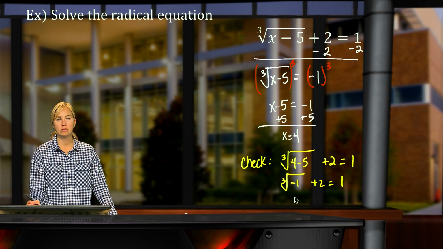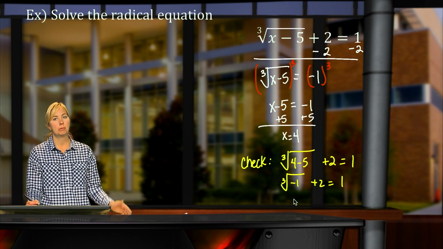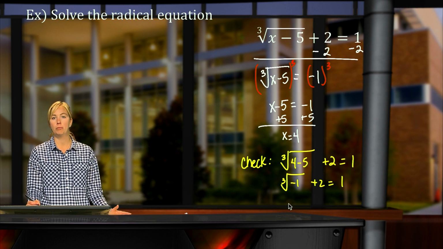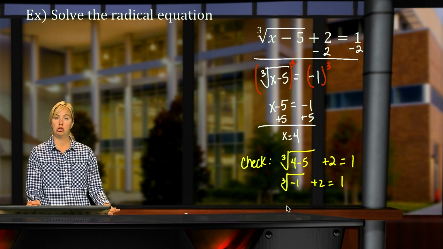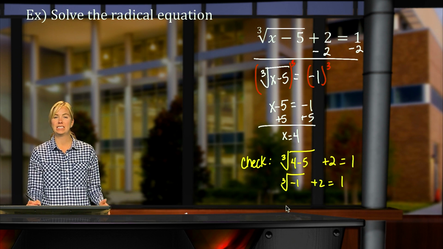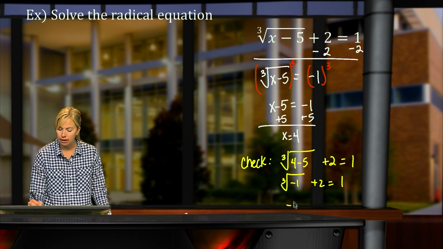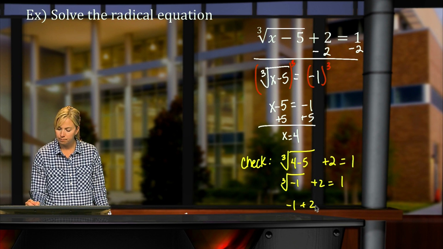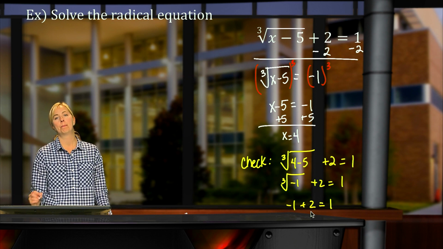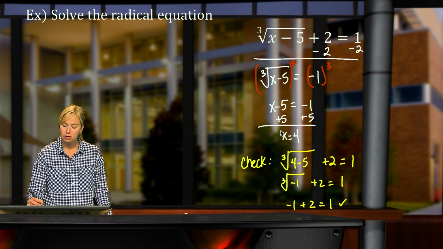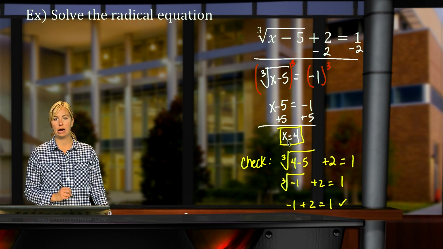And the cube root of negative 1 we can actually simplify, remembering that the cube root has a domain of all real numbers. So you can evaluate cube roots for negative numbers. If this had been a square root, we would have been in a different situation because we cannot take the square root of a negative. So the cube root of negative 1 is negative 1. And negative 1 plus 2 does equal 1. So x equals 4 is our solution.